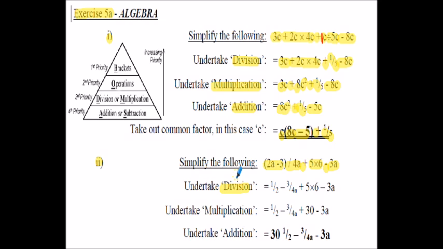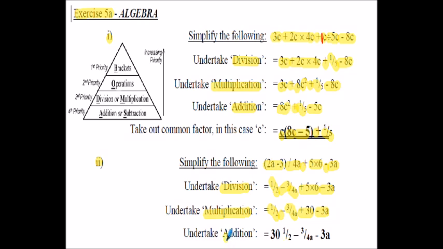So think this through. 2a divided by 4a gives you a half. The a's cancel, and 2 upon 4 cancels to 1 upon 2. Then the minus 3 divided by 4a stays as minus 3 divided by 4a. I can't simplify that term. Got my plus 5 times 6 minus my 3a. If I look at the multiplication part of the expression next, I get my 1 upon 2 minus my 3 upon 4a. Then I get plus 30 for the 5 times 6, take away the 3a.